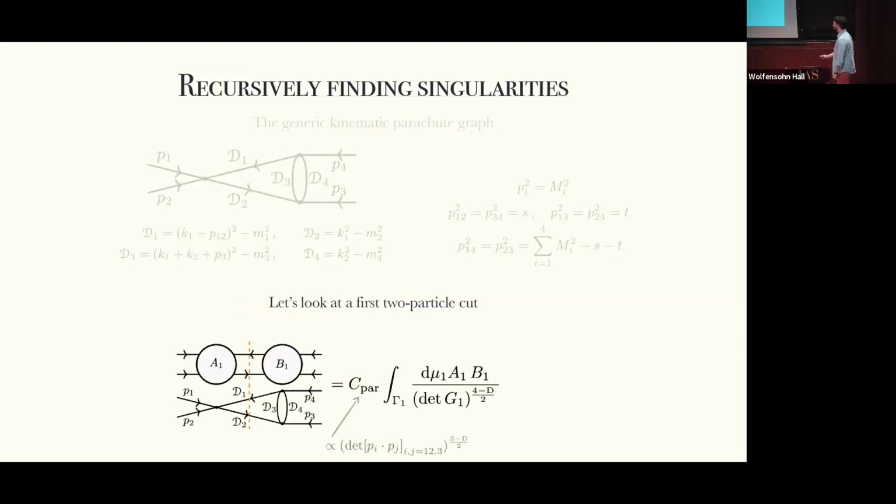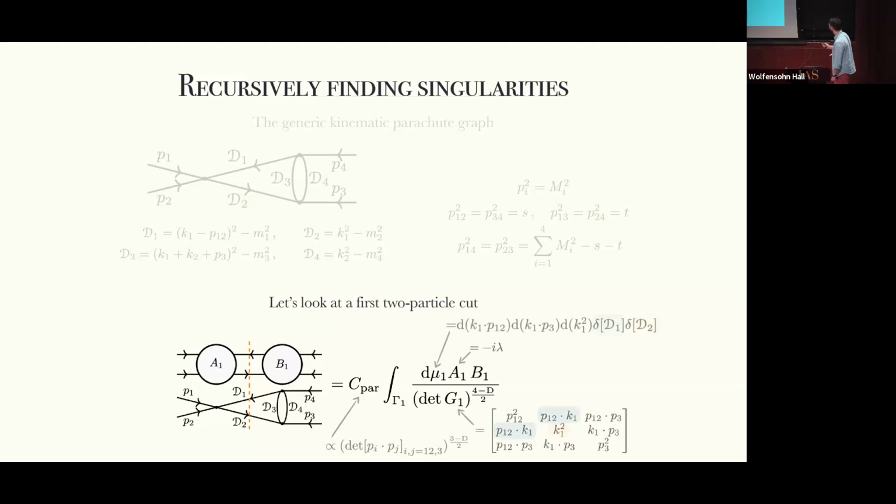So we start the recursion by looking at this two-particle cut. So we cut the triangle loop. That gives us a Baikov-like expression where this constant is constant in the loop, but it's not constant in the external kinematics. So of course, this thing can give a singularity. The integration measure is just this, where we have two delta functions that take into account this two-particle cut. A1 here is just a vertex, so in particular, it cannot give rise to any kinematic singularities. G1 is this matrix here, the Gram matrix.